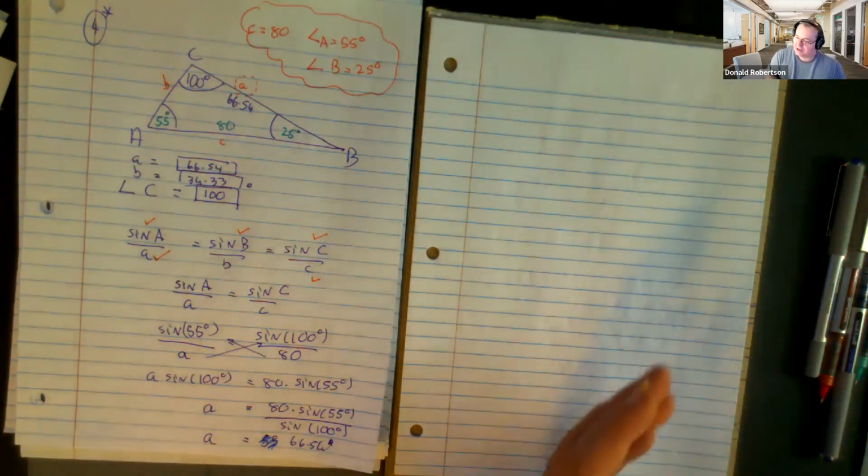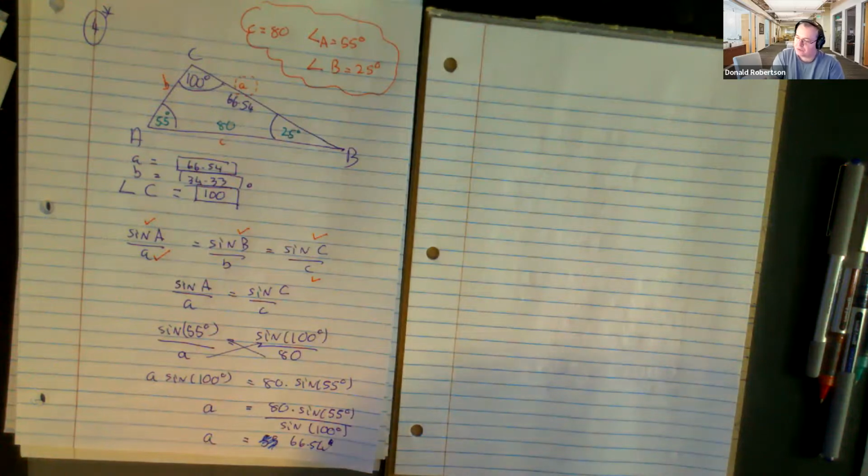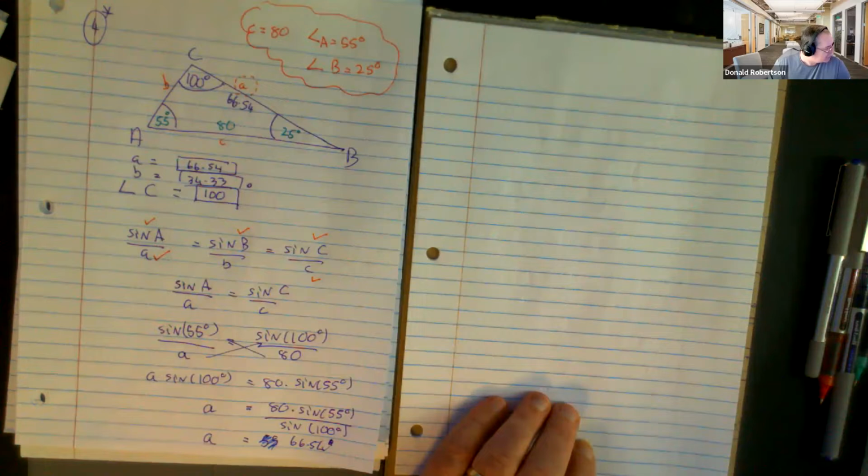How comfortable do you feel about using the sine rule to find the rest of a triangle, the angles and the sides that are missing? Feel good? Right, that's what I want to hear. We feel good. So let's pick anything interesting here.